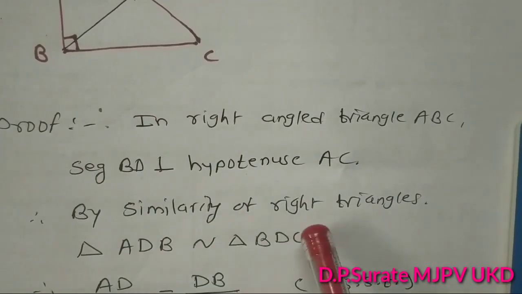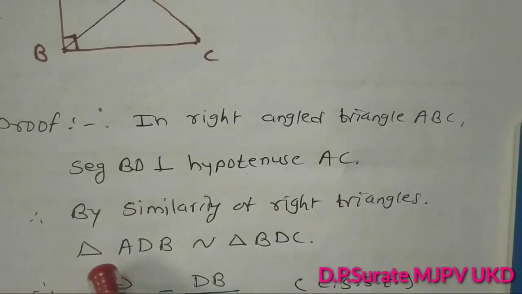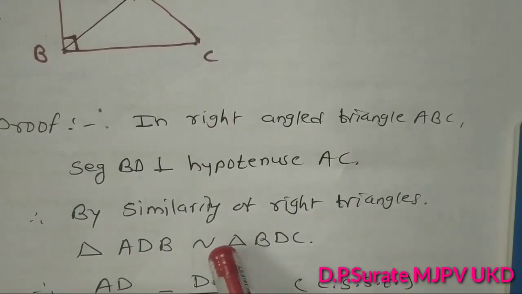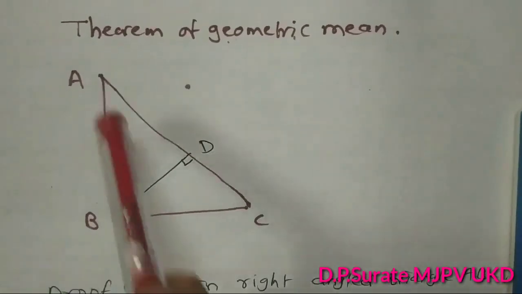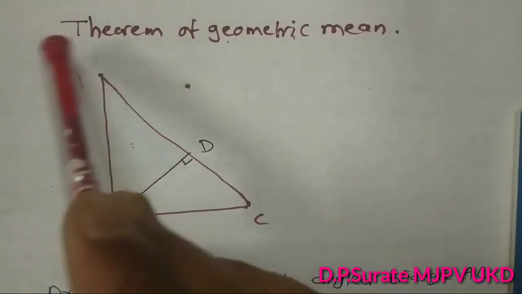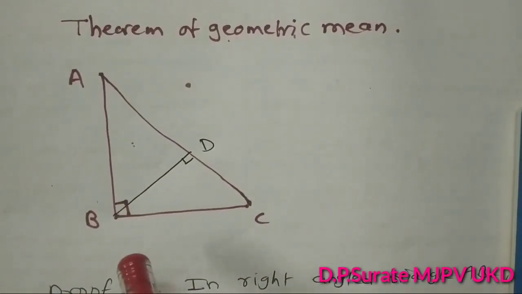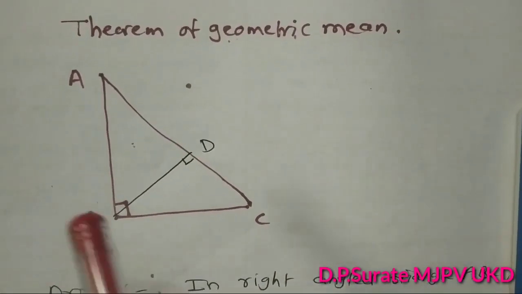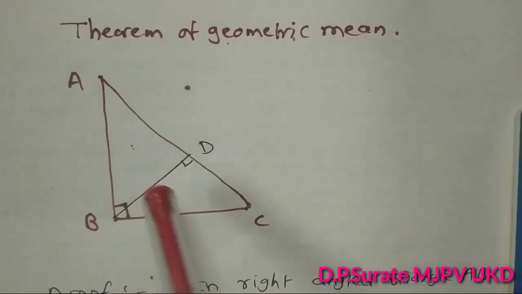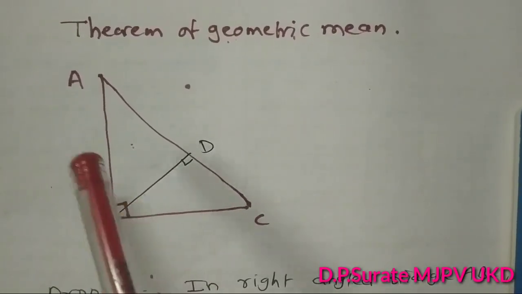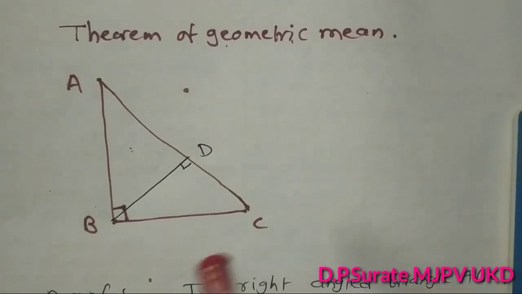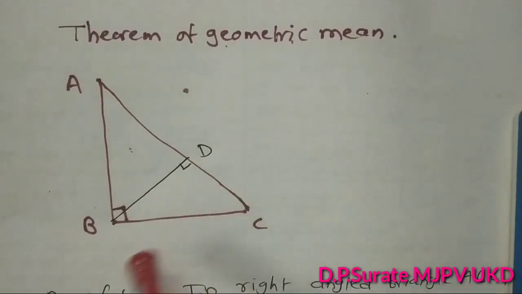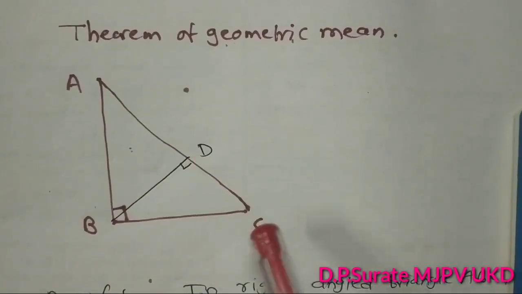By similarity of right angle triangles, here triangle ADB is similar to triangle BDC. See here students, ABC, this is the original triangle, and we know very well that this original triangle is similar to the triangles formed, that is these two triangles, triangle ADB and triangle BDC. Therefore we have to say that triangle ADB is similar to triangle BDC.